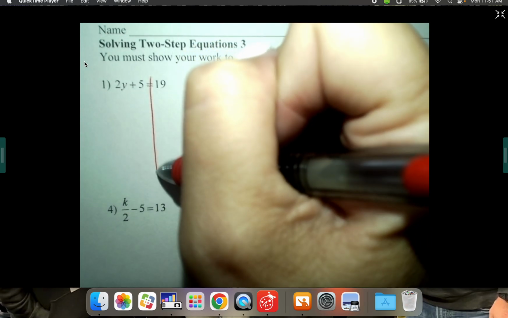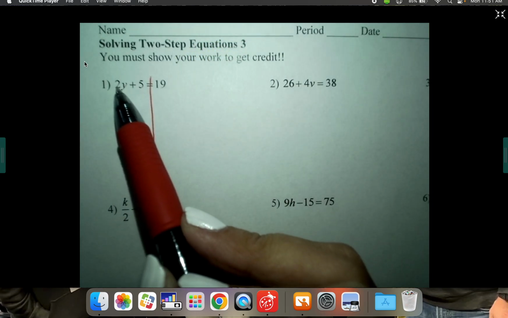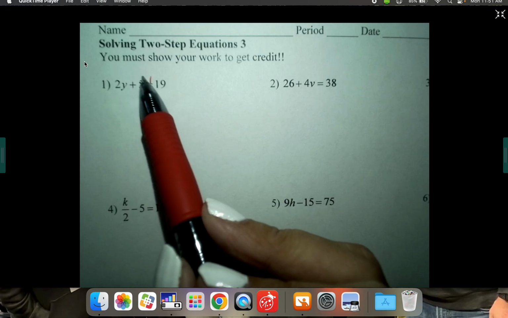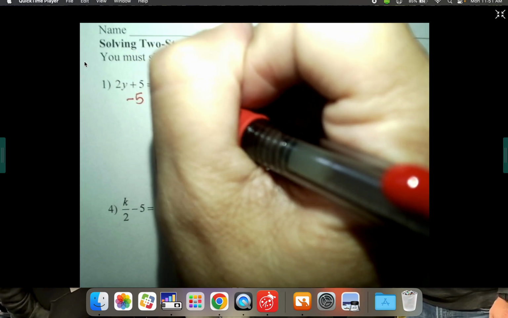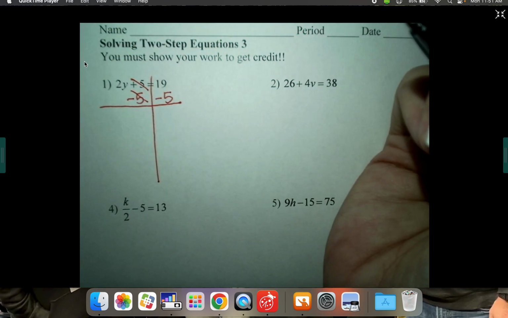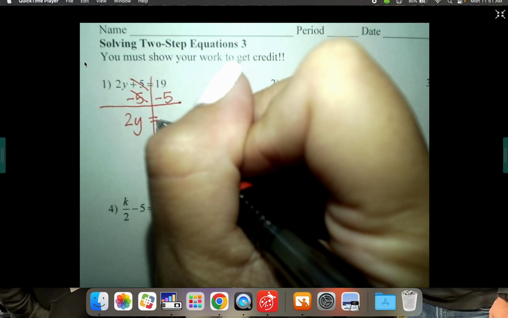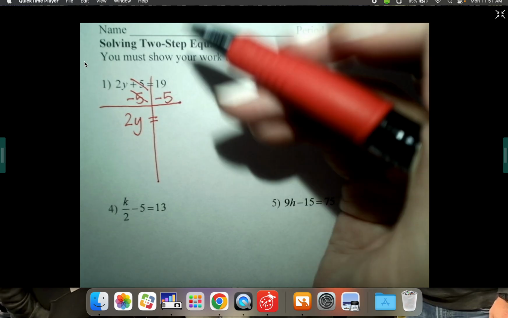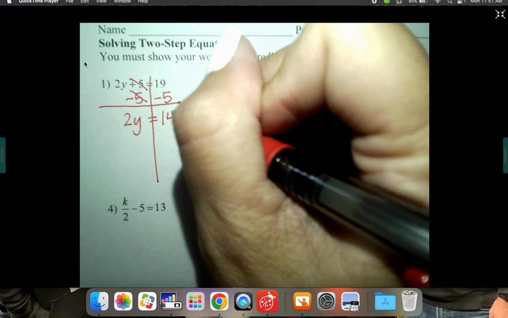So number 1, keep the coefficient and variable together, get rid of the constant. The constant is plus 5, so we are going to minus 5 on both sides. Cancel, cancel, negative 5, positive 5 are 0. Bring down your 2y. 19 minus 5 is 14.